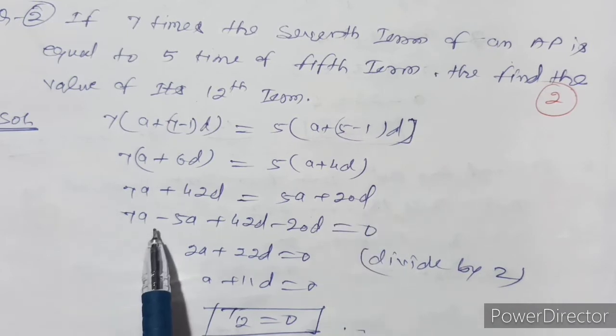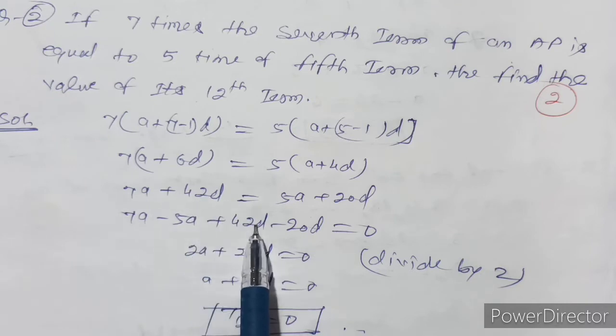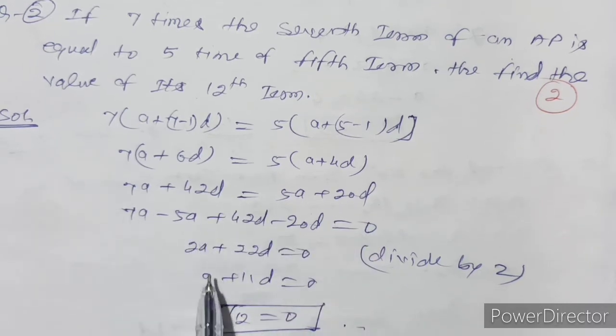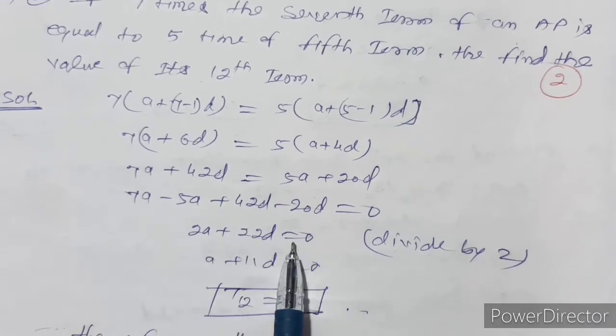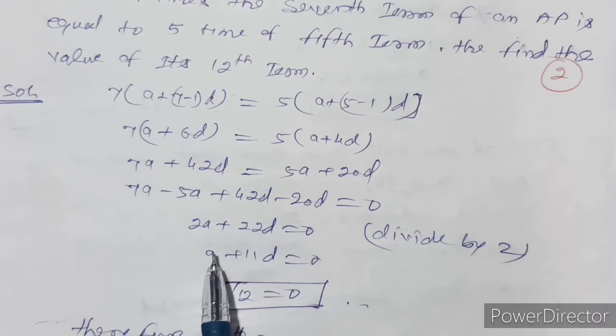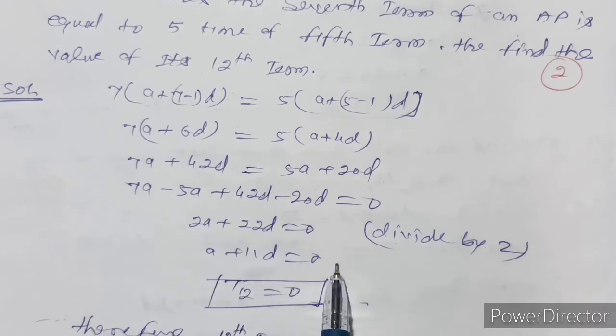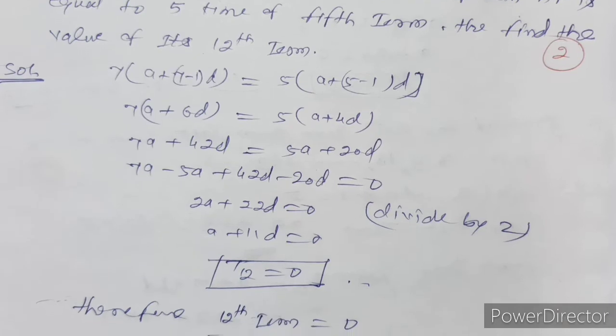All terms taken on one side, then 7a minus 5a, 42d plus 20d, and solve it. 7 minus 5 equals to 2a and 22d, dividing by 2, because the equation is divisible by 2 easily. So we have a plus 11d equals to 0. But it is the 12th term. So the 12th term is also equal to 0. That means we have the answer: the 12th term is equal to 0 in this question.